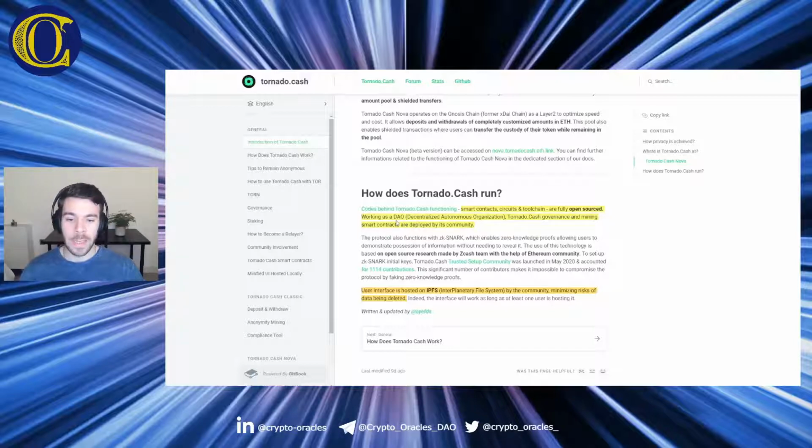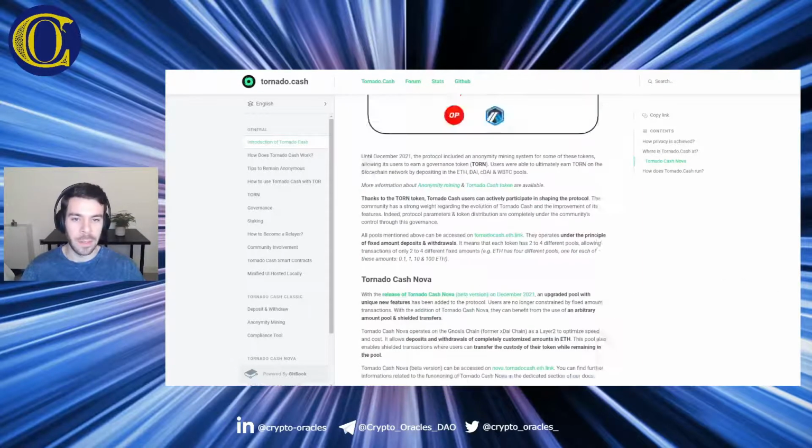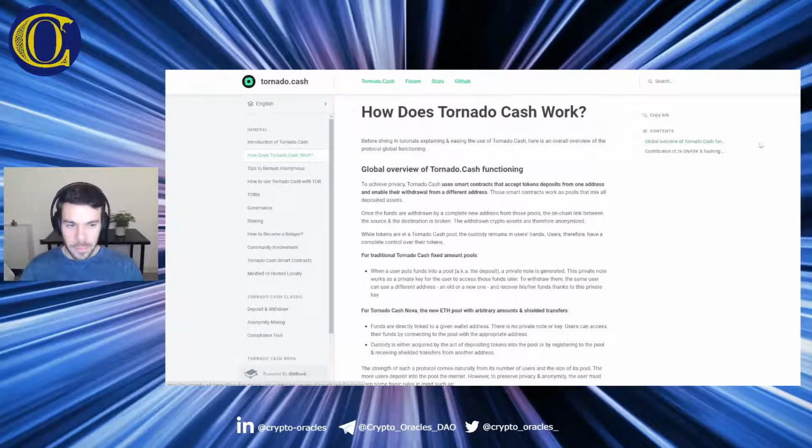It works as a DAO and uses the TORN token for governance, and mining smart contracts are deployed by its community. I found it interesting as well that they use IPFS, the Interplanetary File System, to host their user interface, which means that this is owned by the community and minimizes the risk of any data being deleted.